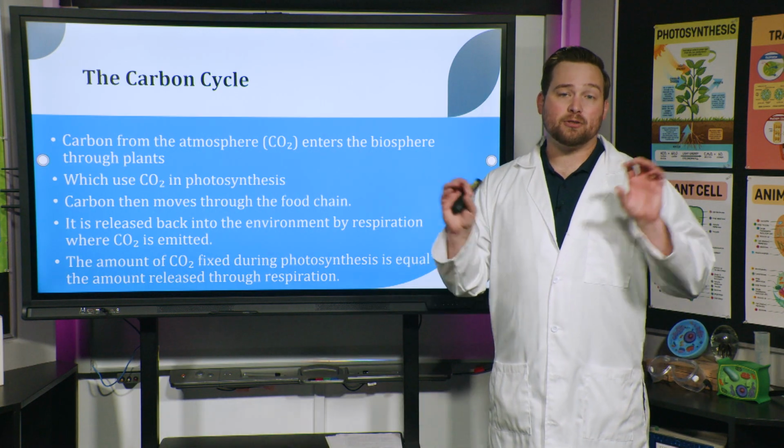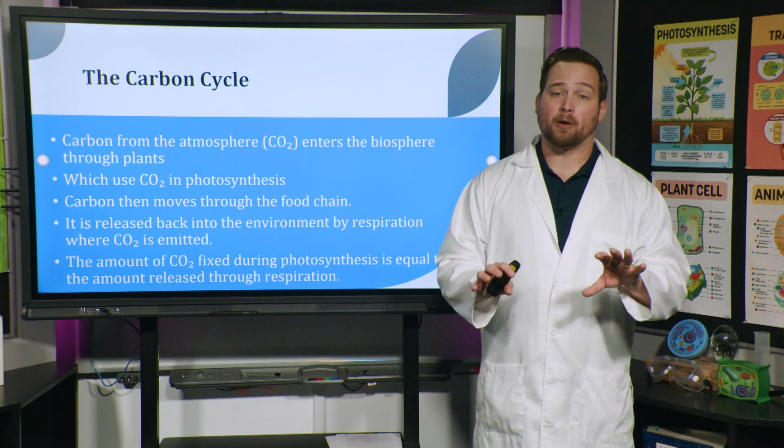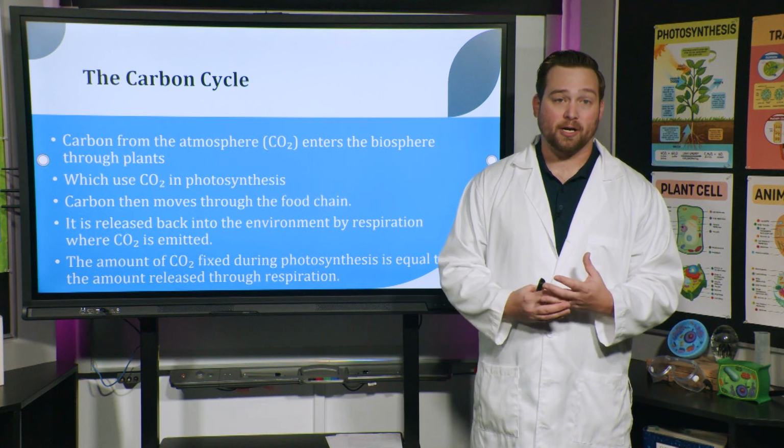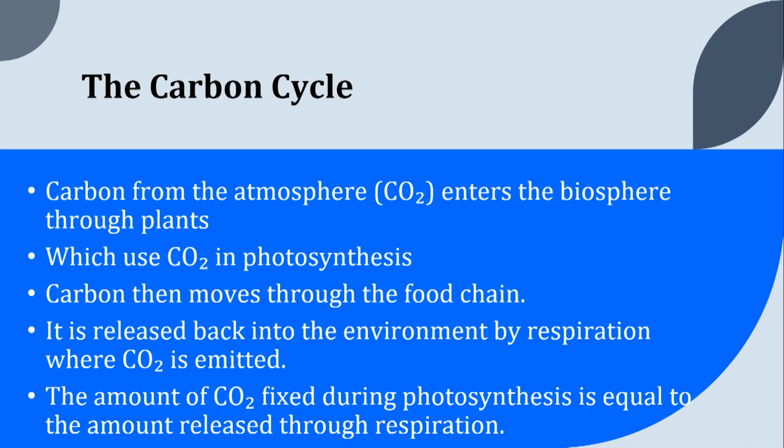So let's get into some detail and talk about the carbon cycle. Remember that carbon from the atmosphere enters the biosphere through plants. So the carbon starts in the atmosphere. How do we get it into organisms? Well, we use photosynthesis. Plants are going to absorb that carbon dioxide into their bodies. The carbon dioxide is used in photosynthesis.